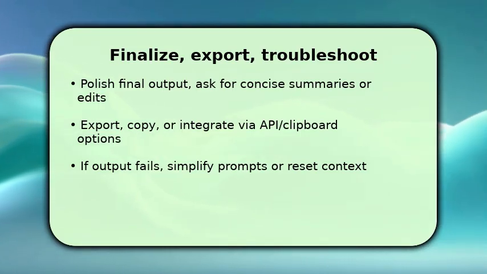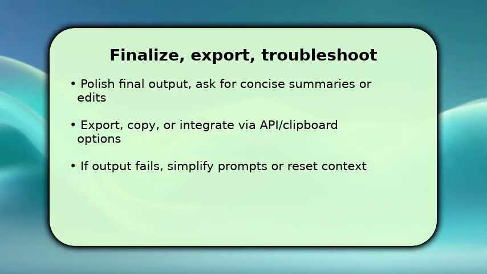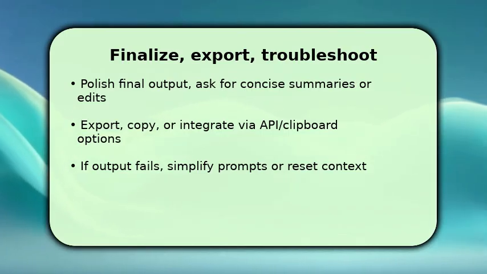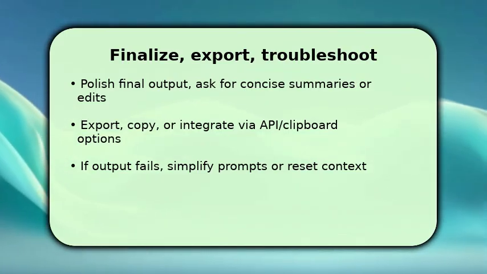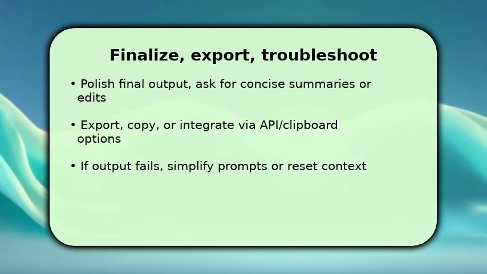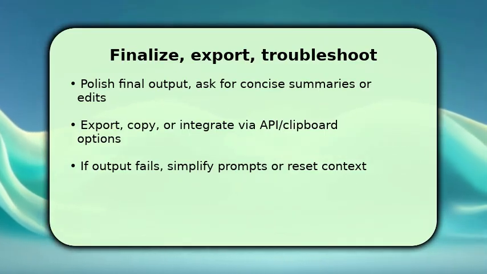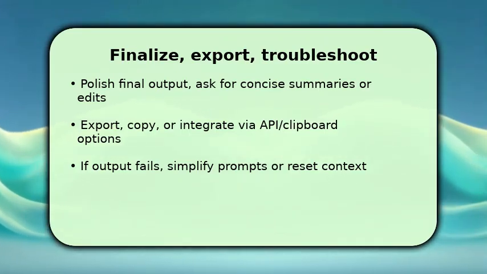If things go wrong, simplify the prompt, reduce context length, or reset the chat to remove confusing history. That usually resolves drift. Finally, run one validation check for factual accuracy and format, and save prompt templates so you can reproduce the trend-driven workflow reliably next time.